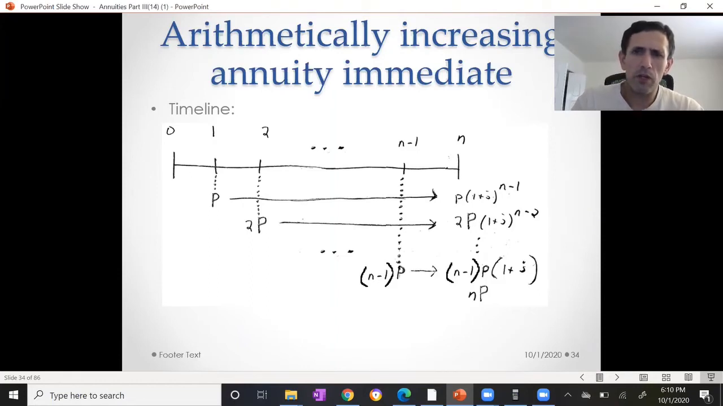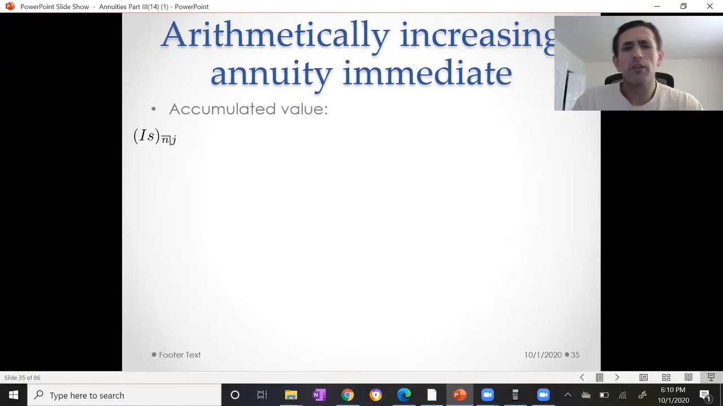Right, so add everything up. Standard actuarial notation is (IS), I for increasing. S, like I said, is for future value. I have no idea why you pick S for future value; F would make more sense, but anyway. So this is standard notation for this increasing annuity situation.